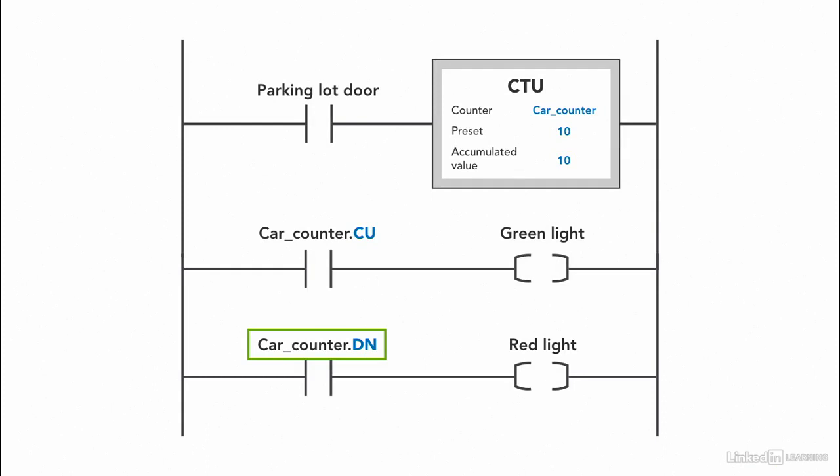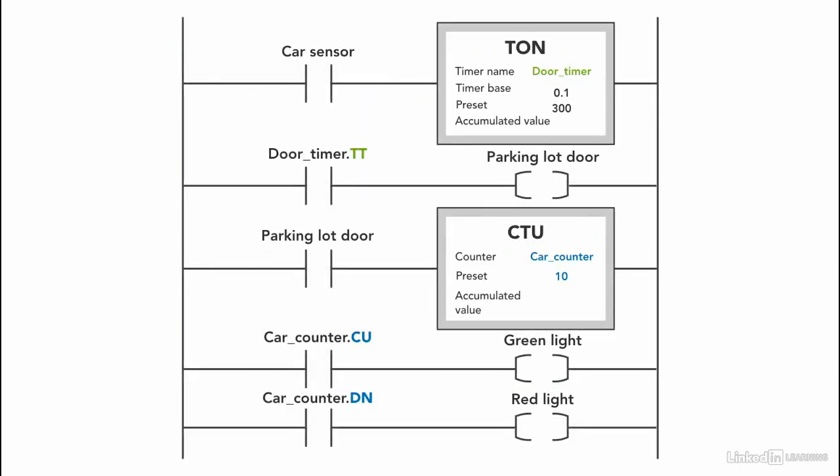While the counter did not reach the preset, the count up bit is active and a green light is on. Once the accumulator reaches the preset, the count up bit is not active anymore, so the green light turns off, and at the same time, the done bit is activated and a red light turns on. So this is the solution for this specific problem. In other cases, we might need to keep track of the cars coming in and leaving the parking lot, but this is the complete program for the example that I'm using in these slides.